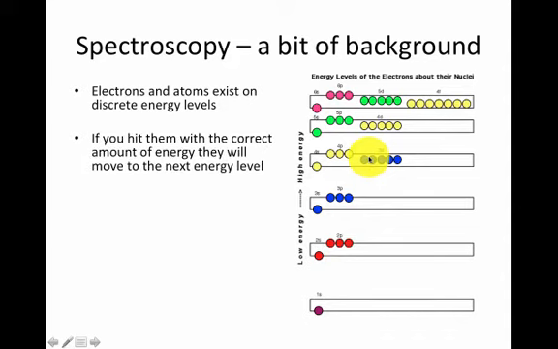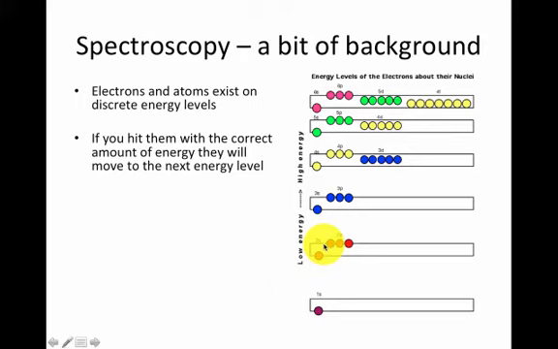Now what that means is, if you imagine having a car that could only go at either 50 miles an hour or 60 miles an hour. It couldn't go at 55, it could only go at 50 or 60. That's kind of what this is like. So in order to get it from 50 miles an hour to 60 miles an hour, you'd have to give it exactly the right amount of energy to bridge the gap between 50 miles an hour and 60 miles an hour.